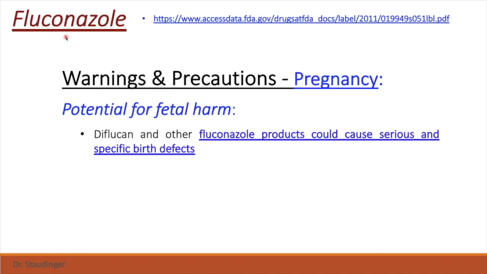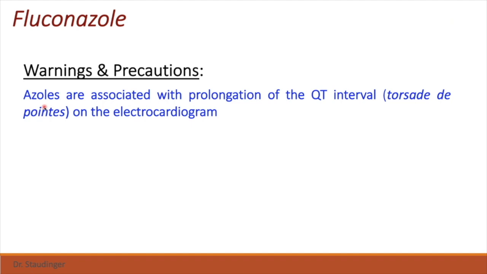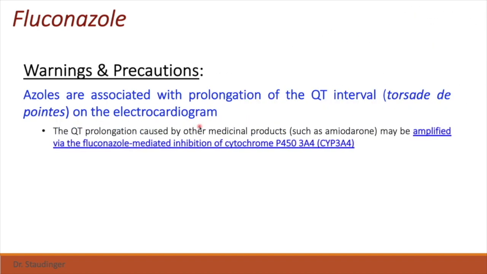Now, fluconazole has a number of toxicities associated with it, including certain warnings and precautions during pregnancy. Because of the potential for fetal harm, Diflucan and other fluconazole-containing products could cause serious and specific birth defects. Additional warnings and precautions: it turns out azoles are associated with prolongation of the QT interval, also known as torsades de pointes on the electrocardiogram, twisting of the points.